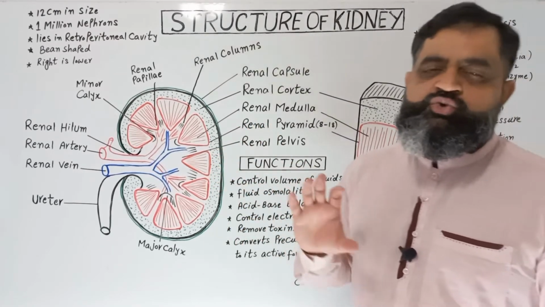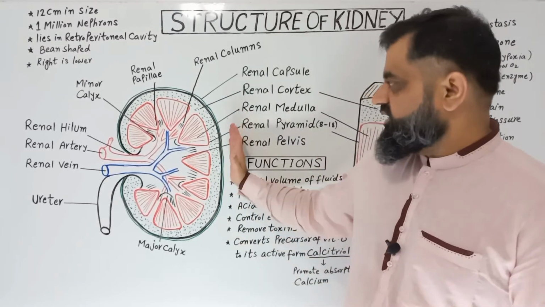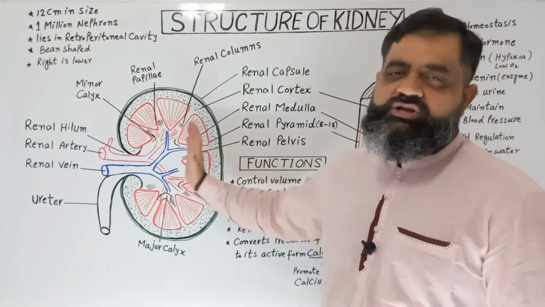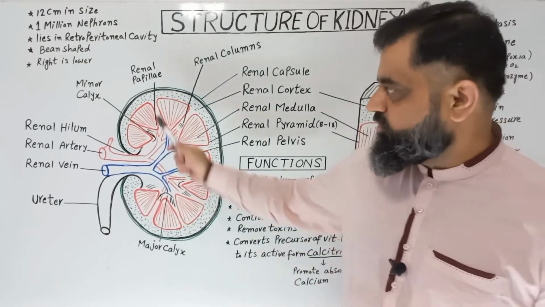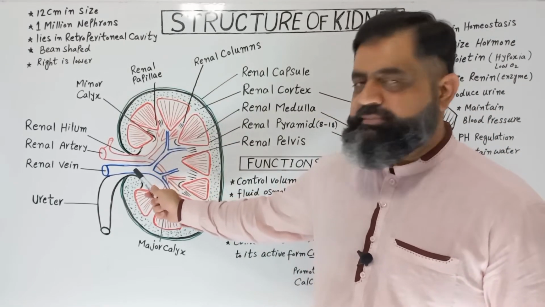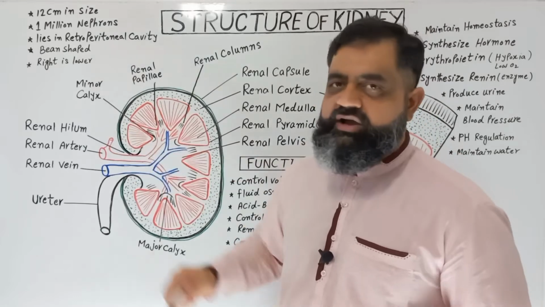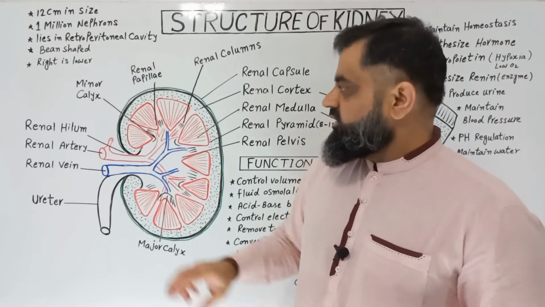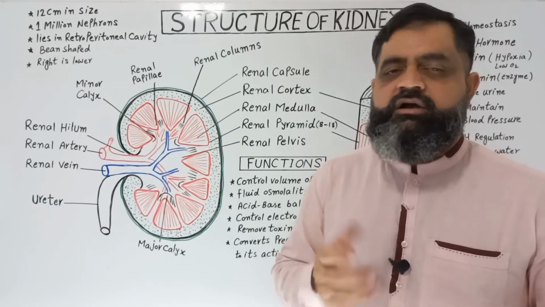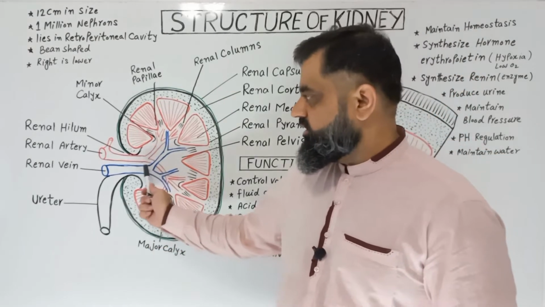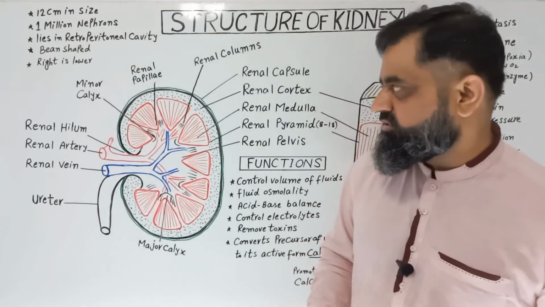Each kidney has two sides. One is the convex side, which is on this side, and the other is the concave side, which faces towards the vertebral column. The concave side has a depression known as the renal hilum or renal hilus. This depression contains blood vessels and nerve supply, and the ureter exits from this depression.